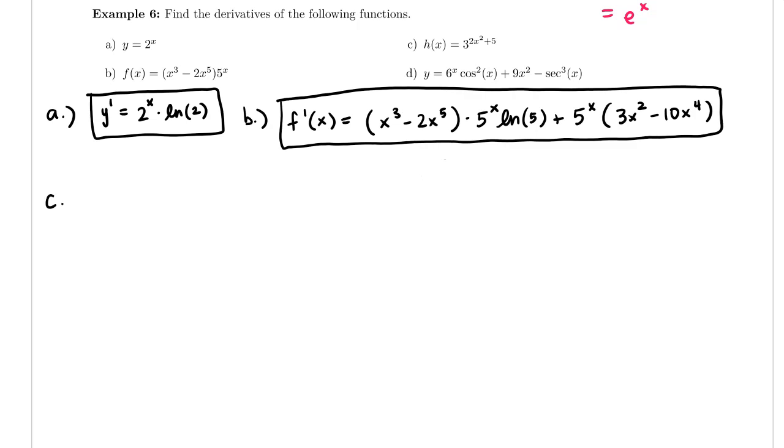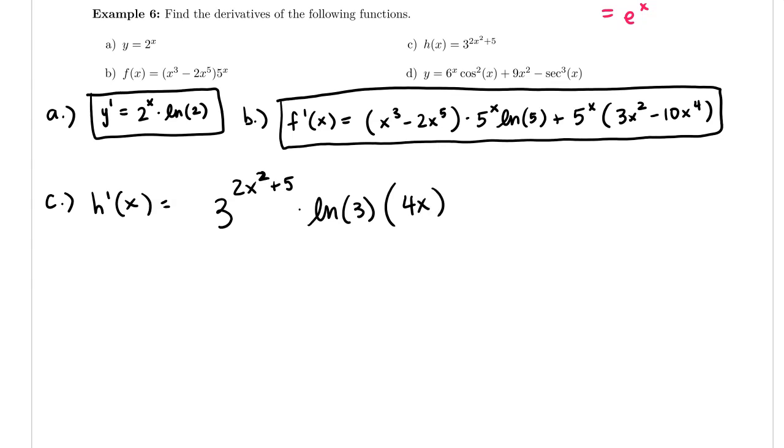All right, for part C, we have h prime of x is equal to, this is an exponential function, and my exponent is a polynomial, and so this is a composite function, so I'm going to need to use the chain rule. So I'm going to keep the exponent the same, and then, because our base is not e, I need to multiply this by the natural log of 3, and then from there I also need to use the chain rule by taking the derivative of the inner function, which is in our exponent here, and that would be 4x.